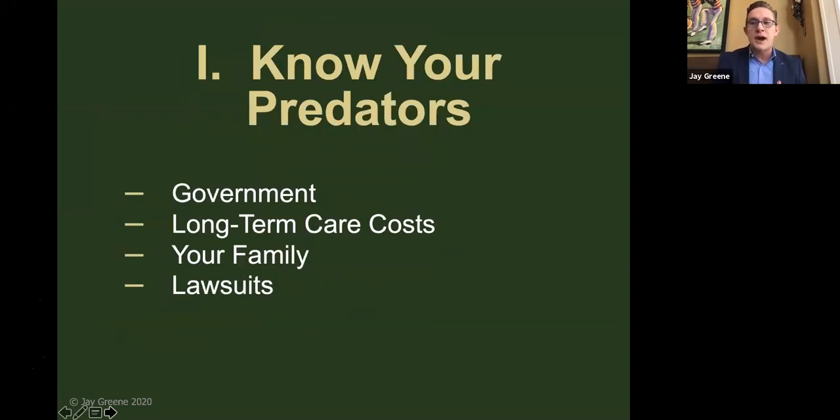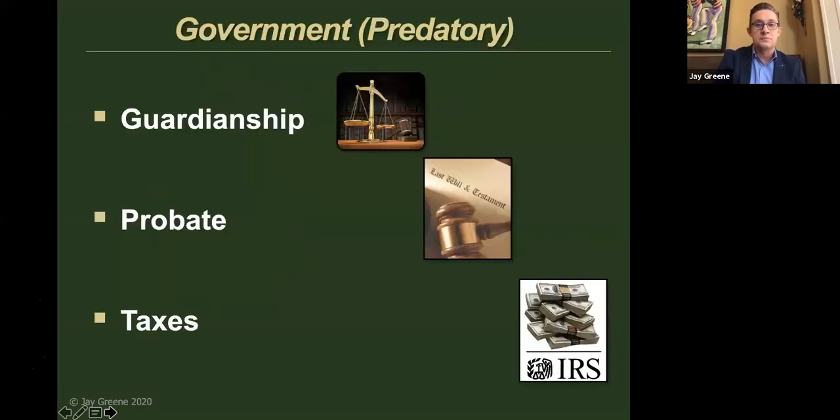So one of the next things is you need to know who your predators are, because you can't really plan if you don't know who your predators are. So when we're talking about that, we're thinking about the government, we're thinking about long-term care cost, we're thinking about your family and how they become predators to you, and we're thinking about lawsuits. And how do we protect ourselves in each of these circumstances?